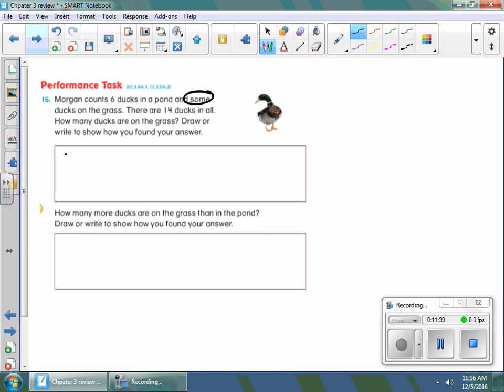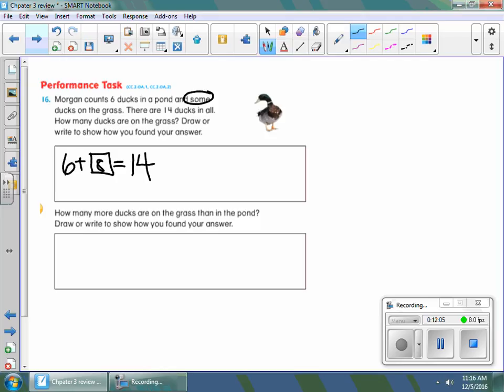So there are 6 ducks in a pond, and there are a missing number of ducks on the grass. There are 14 ducks in all. That's your number sentence. What's the missing number? Joanna. 8. Good.